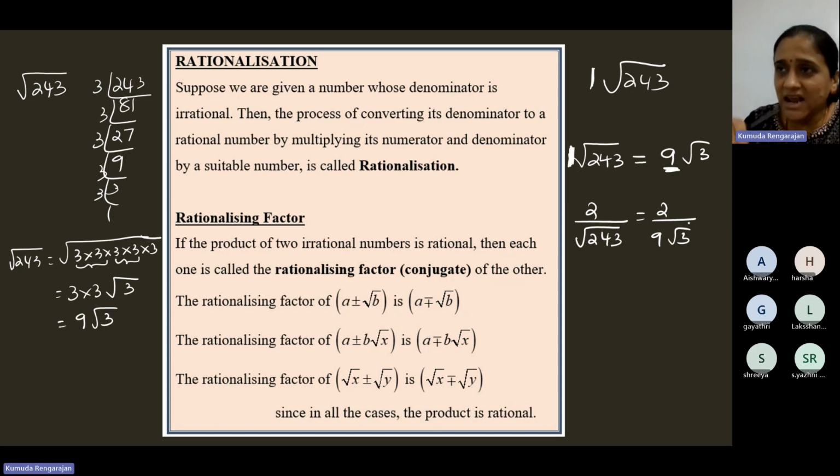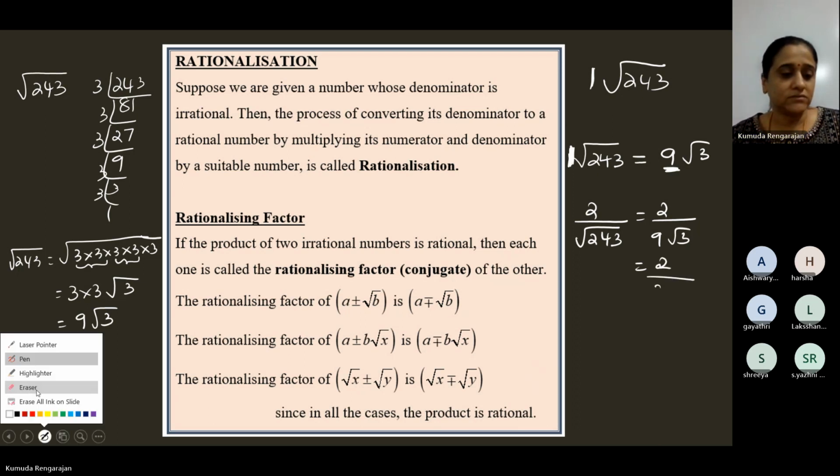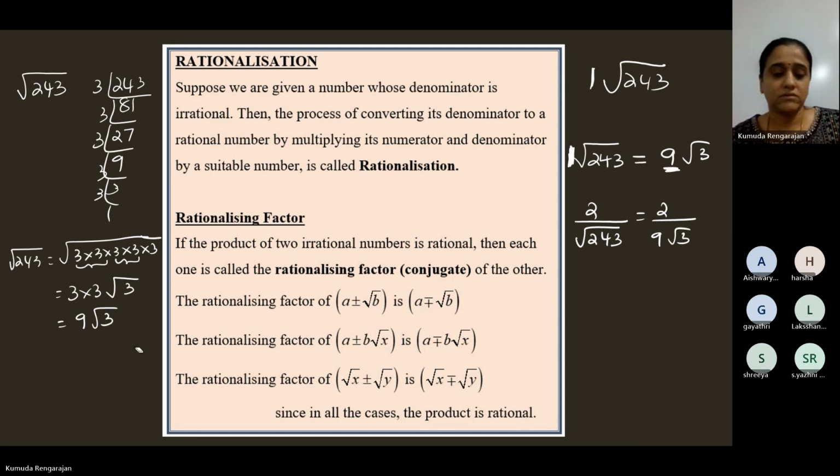Rationalization means the irrational denominator is made rational. In the denominator, we have 9 root 3, where 9 is already rational. So leave that. Root 3 is irrational. So to rationalize that, it is enough if you multiply and divide by root 3. So this will be 2 divided by 9 root 3 into root 3 by root 3.